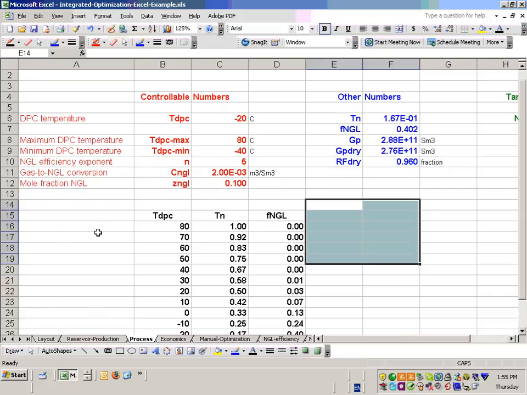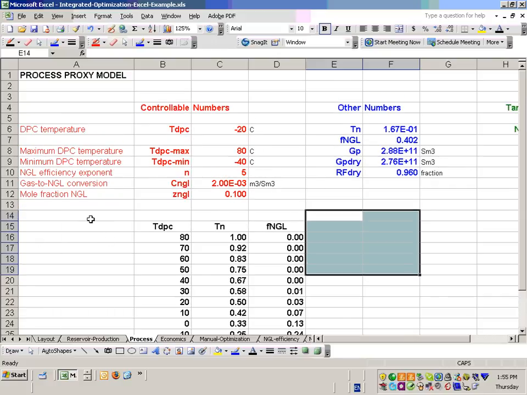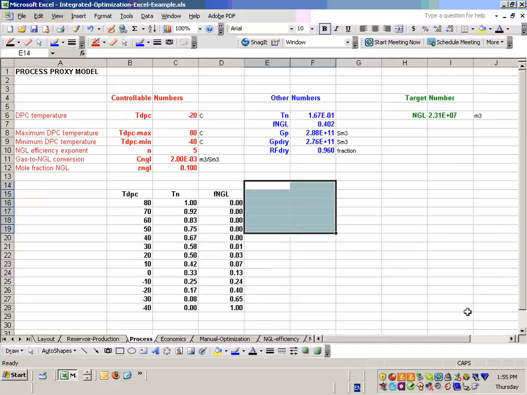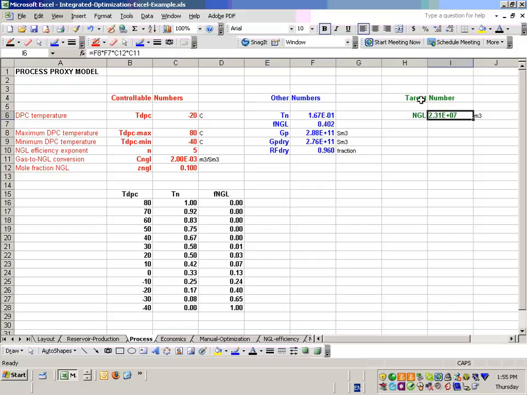Any questions? What is coming out of this is the NGL number, the target, which is NGLs in cubic meters. And local optimization here, what are you going to optimize? If you lower the temperature, you get more cubic meters of NGL. There's not a lot to optimize.